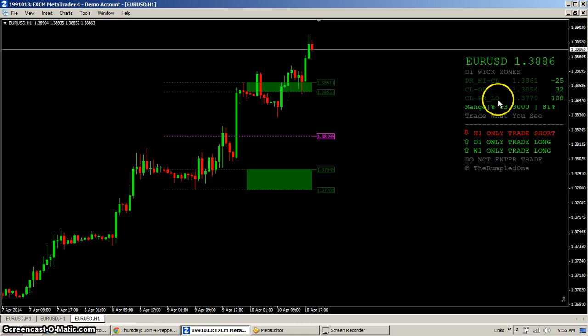Then we have close minus the previous low, 108 pips. Then we have the range, which is today's high minus today's low, 63.3 pips. And right now, price is at the 81% level. So if you like your fib numbers, I always put 0 at the bottom and 100 at the top. That just seems to make sense to me. And right now, we're at the 81% level.